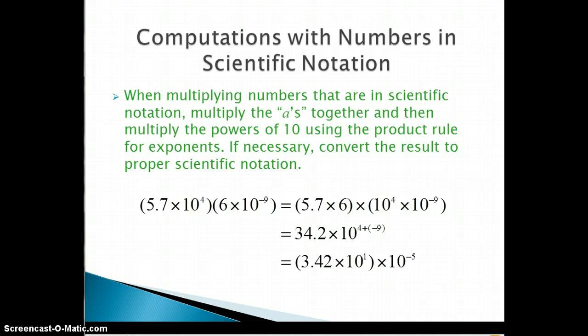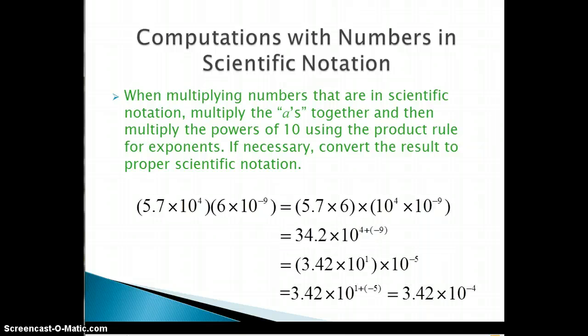So what we can do to put it into proper scientific notation is to rewrite the 34.2 in scientific notation. So that gives us 3.42 times 10 to the 1. And then we can combine that power of 10 with the other power of 10, which is 10 to the negative 5. So we're going to add those exponents together on those powers of 10s to get a final answer of 3.42 times 10 to the negative 4.